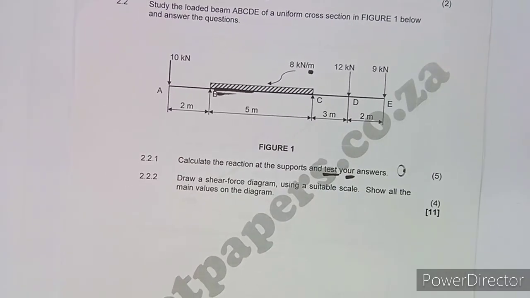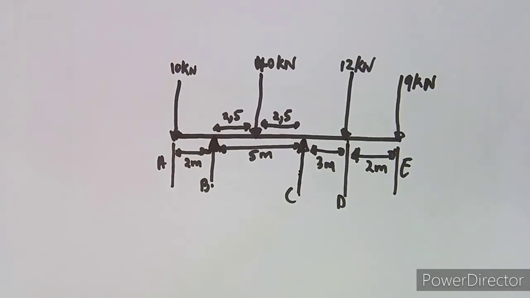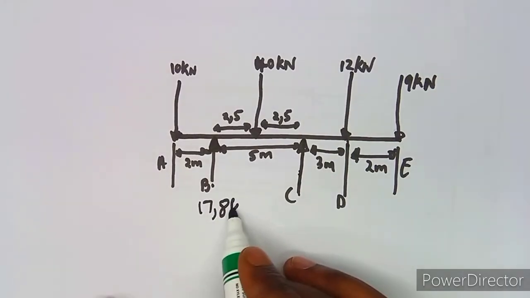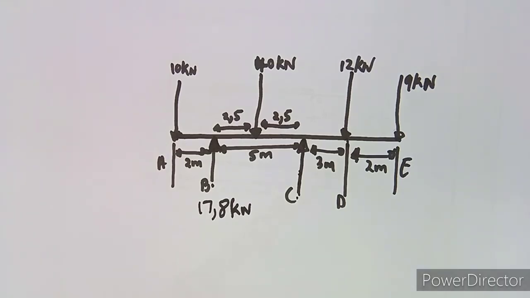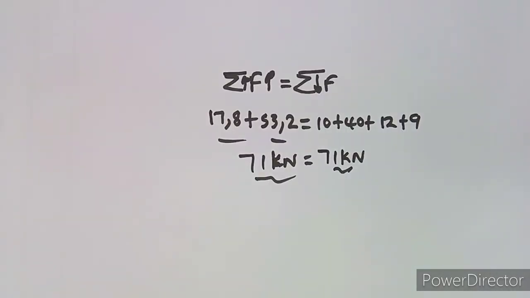We are now asked to draw a shear force diagram using a suitable scale. Show all the main values on the diagram. Normally I always use this presentation that we have. Remember, at B we obtained 17,8 kilonewtons, and at C we obtained 53,2 kilonewtons. In order for you to have the shear force diagram, guys, this is what you're going to do. I want you to learn this in an easier way.